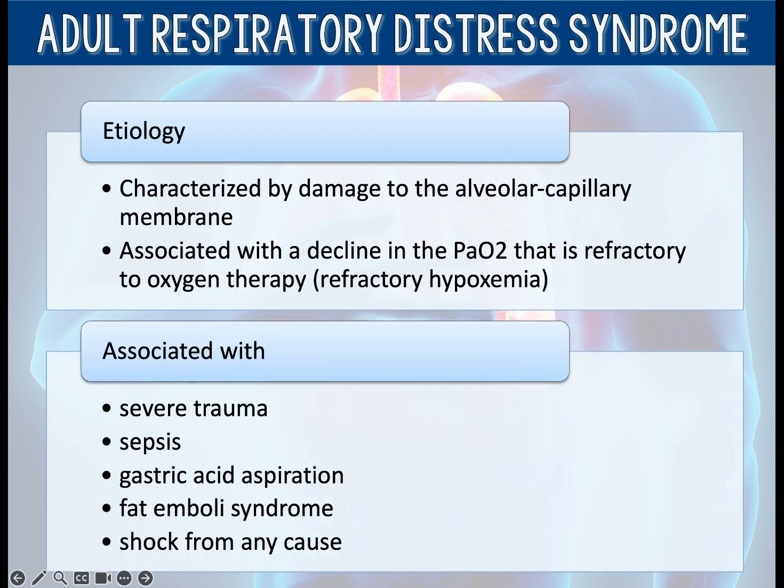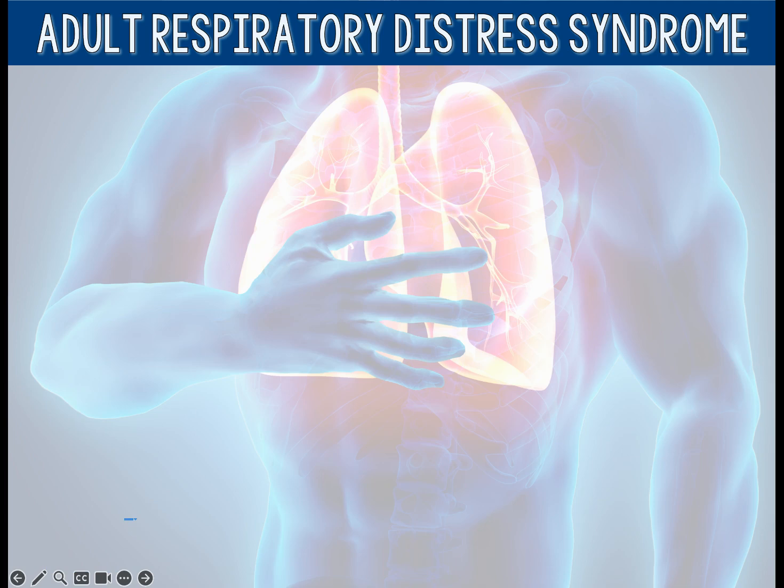It is associated with severe trauma and sepsis. That's actually where most patients get ARDS, from sepsis. They can also get it from gastric acid aspiration. Many patients who are on tube feed, if you don't take care of them properly, if you don't position them properly, can aspirate. Fat embolism syndrome can also cause ARDS, and shock from any cause can lead to ARDS also.